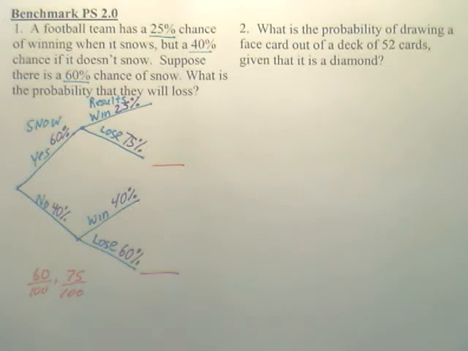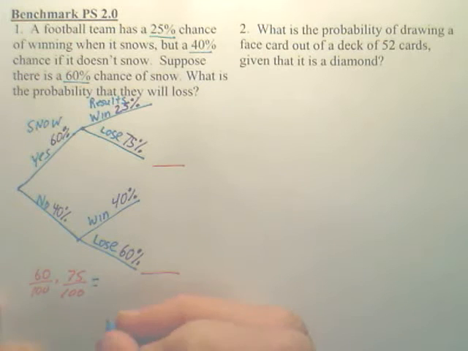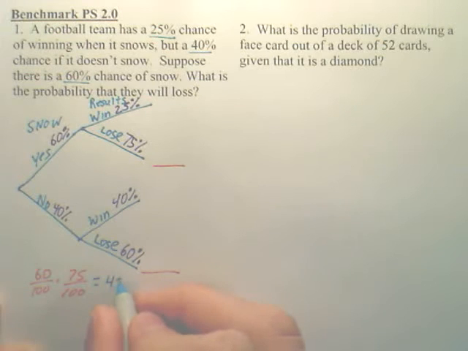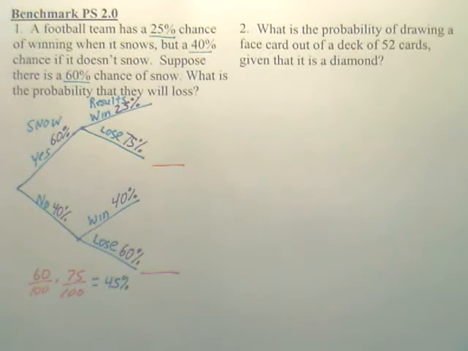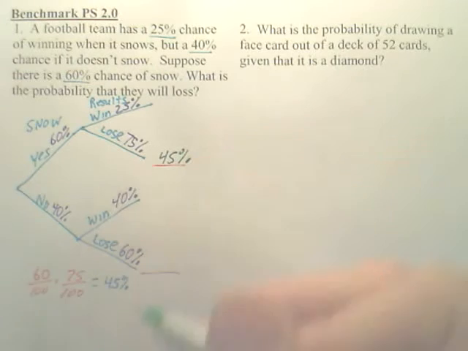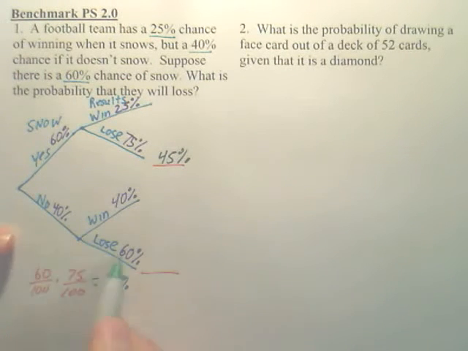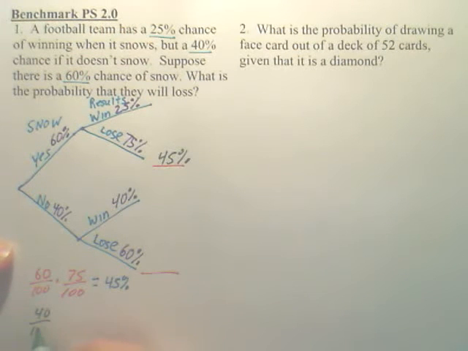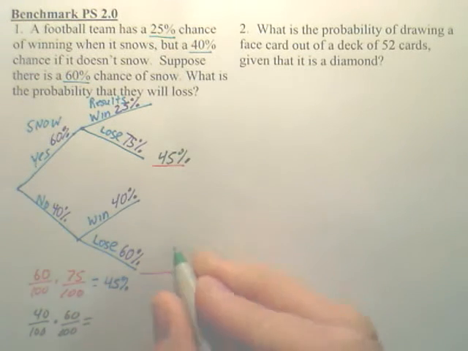When I multiply the two, I end up with, in this situation, I did it earlier so it's a little bit easier, you get 45%. If you multiply the two and simplify it, you get 45%. For this one, not snowing and losing, that would be 40% times 60%. That would be 24%.